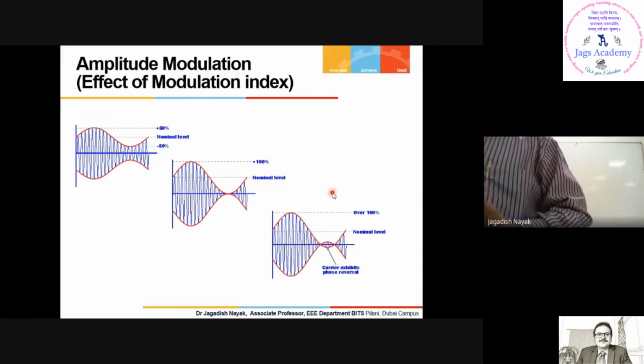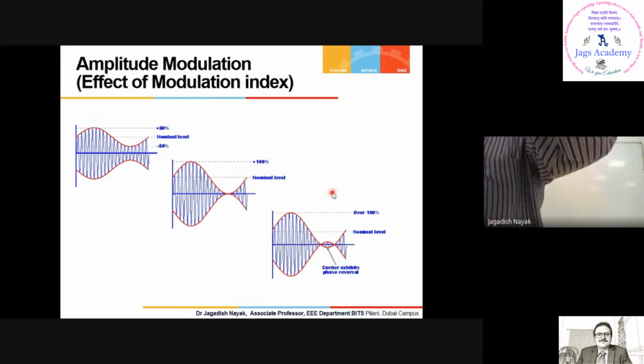This is also going to show you the effect of modulation index. What happens when the modulation index is above 1, when it is 1, and when it is less than 1. This is the waveform you get.